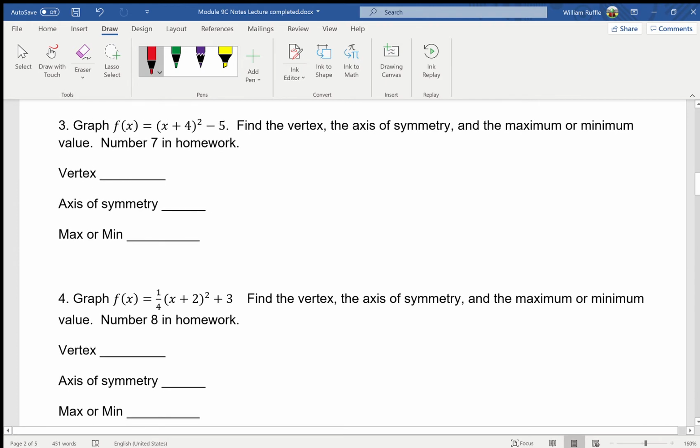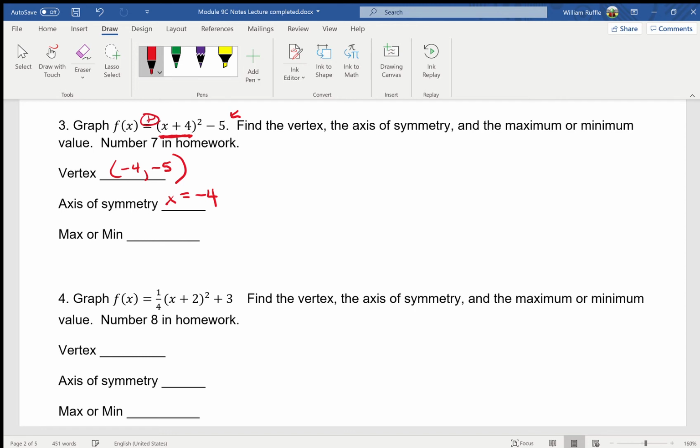We're going to find the vertex, the axis of symmetry, and the maximum and minimum values. This is like number 7 in the homework. The vertex. Well, what makes this equal to 0? Negative 4 does. What is being attached to that? So it's negative 4, negative 5. That is the vertex. The axis of symmetry is always x equals whatever the x value is. So that's x equals negative 4. Now, outside the square term, this is positive, which means it's going up. So it's a minimum. And the minimum value is always the y value here. So the minimum value is negative 5.